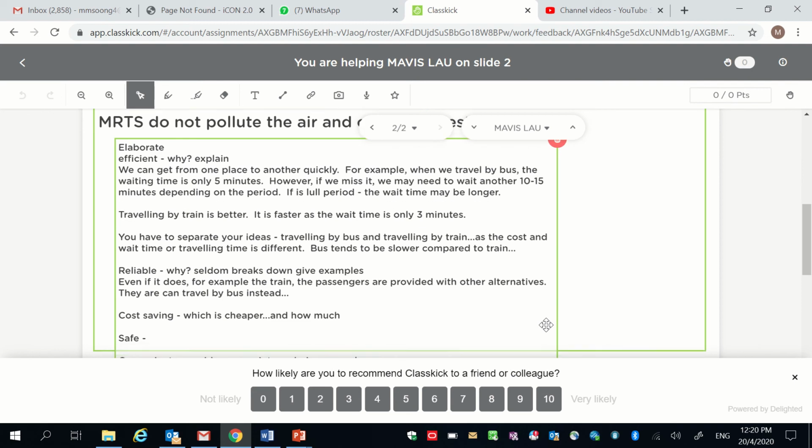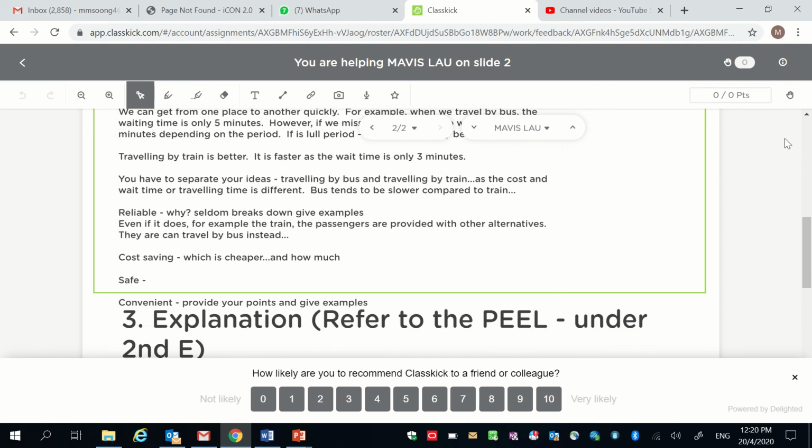So can you see what Mr. Sung has done? I'm doing it step by step. Then you have to remember to separate your ideas: traveling by bus and traveling by train. Because we are talking about cost saving. Now, which is cheaper to travel? By bus, correct? The cost and wait time for traveling are different. Bus tends to be slower compared to train.